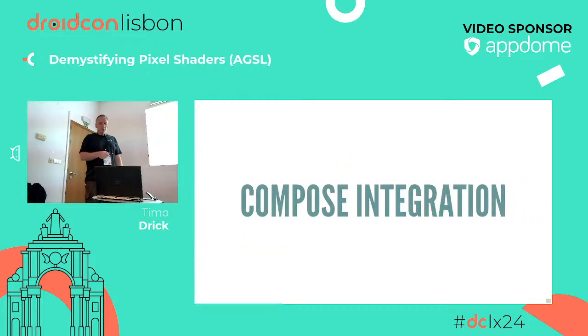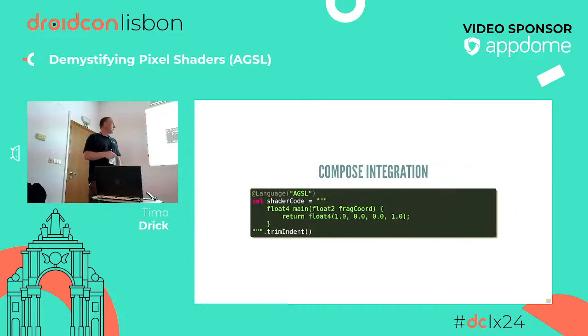Okay, so now how can we integrate this in our Compose app. Here we see the shader code as a string. You can just create a string, and when you use this @Language annotation with AGSL, you also get syntax highlighting from Android Studio. So it looks a little bit nicer.